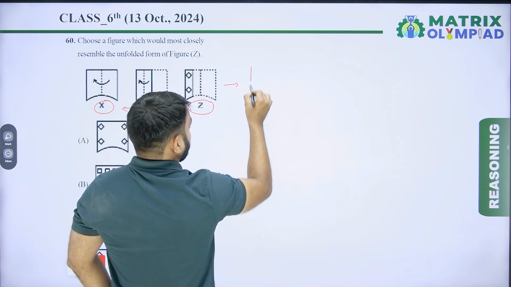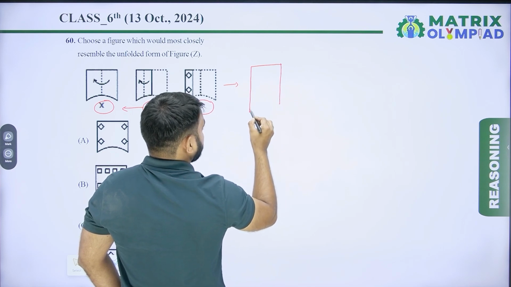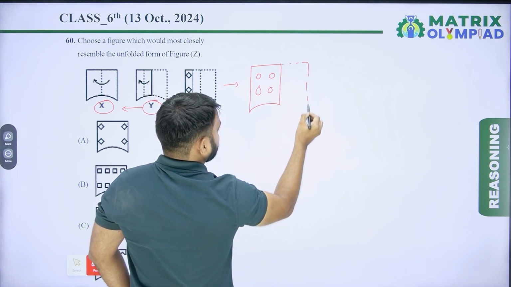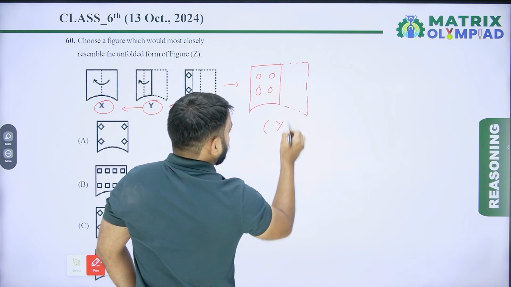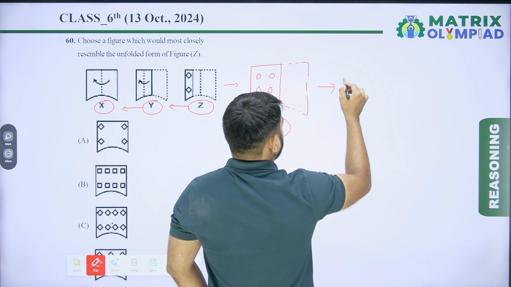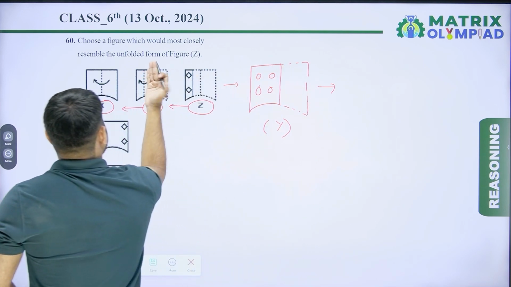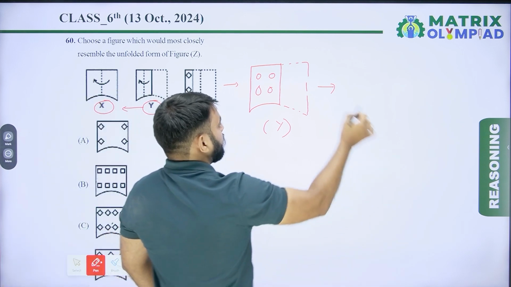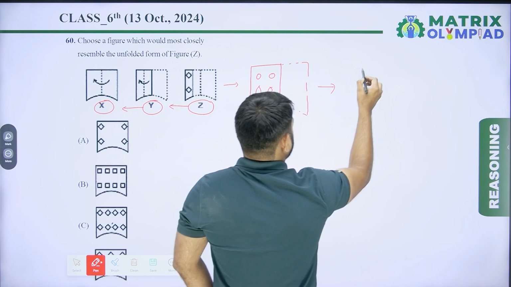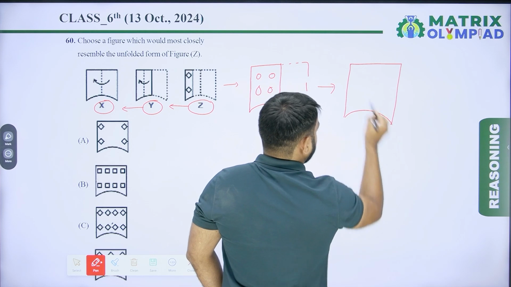So when we unfold this figure, then we get a image like this. This is the figure Y. Now unfold the Y, then we got Z, then we got X. So now unfold the Y. So unfold the Y in this direction because figure Y has been folded in this direction. So this figure will be unfolded in this direction. So when we unfolded this figure, then we get a image like this.